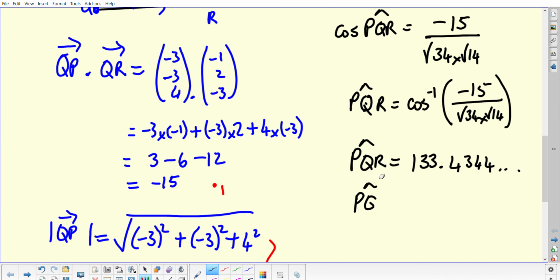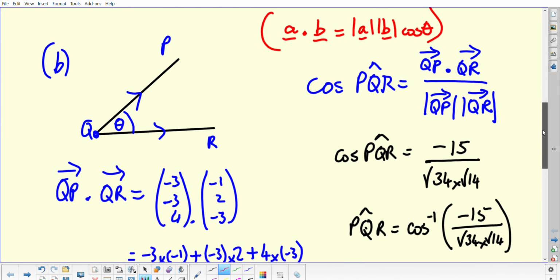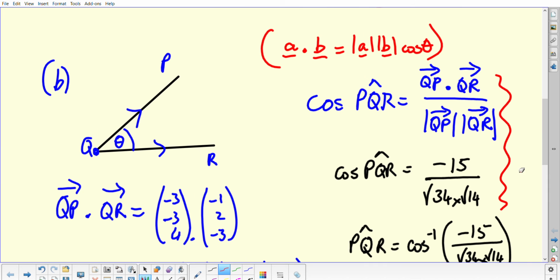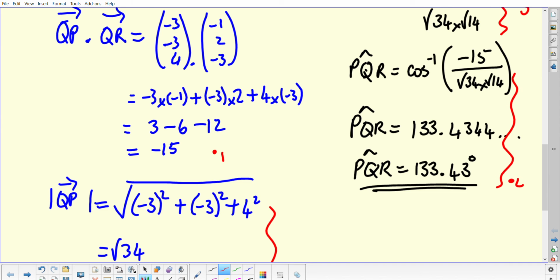So to 2 decimal places, PQR would give us an angle of 133.43. Make sure you put your degrees in when you do that. So your second mark is the magnitude. The third mark that you earn is for stating the formula clearly and the substitution into that formula, and then the last bit is where you would earn your fourth mark. So check your work. Look for any places that you might improve, even your layout, make sure it's quite clear and precise what you've done.